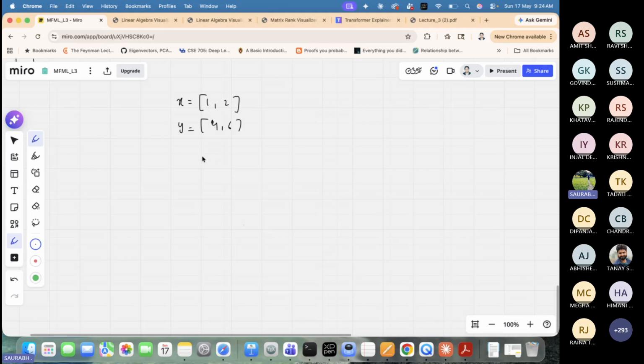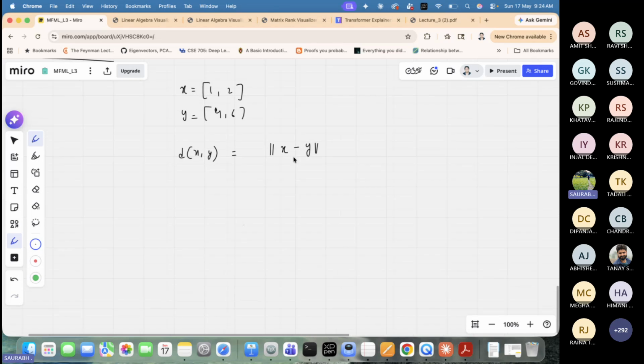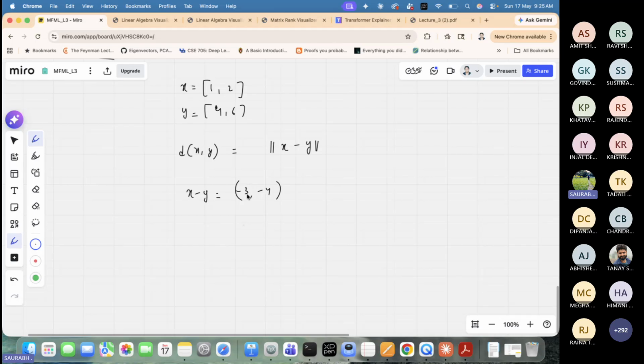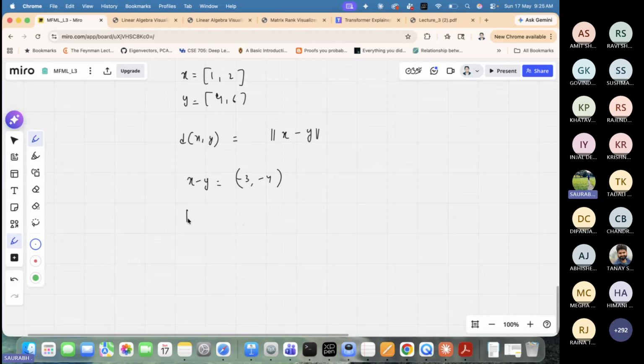Now, if you have to find the distance between them, or let's say the distance between x and y, you can just write it as the length of the difference between the vectors, right? So x minus y is 1 minus 4, which is minus 3, and 2 minus 6, which is minus 4. So the x minus y vector is (-3, -4). The length of x minus y in this case would be the square root of (-3) squared plus (-4) squared, which comes down to 5.